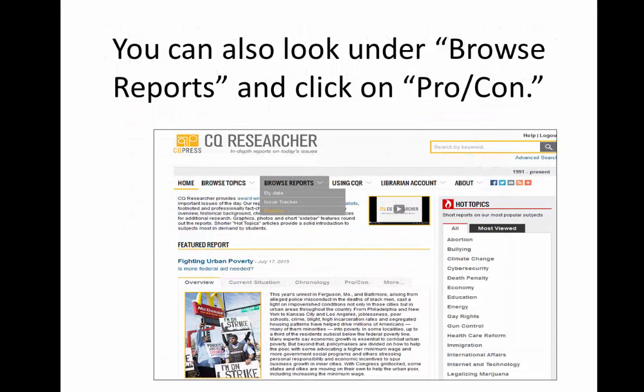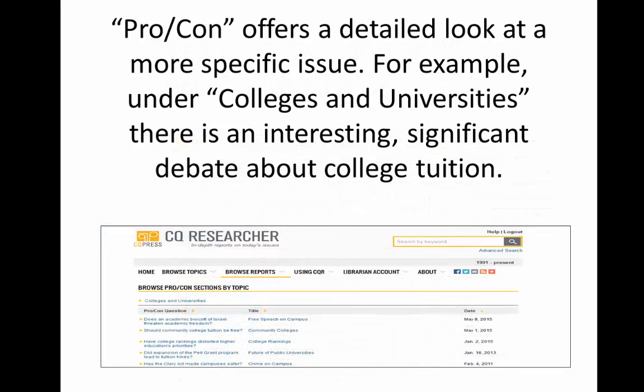They are organized by pro-con. So if I've got a specific issue, it's going to tell me straight out what are both sides of this argument. Where does that argument exist? And it gives me a good sense of what argument is there and possibly what side I might take. So if I click on pro-con, I then get a whole list of topics. So this offers me a detailed look at a more specific issue.